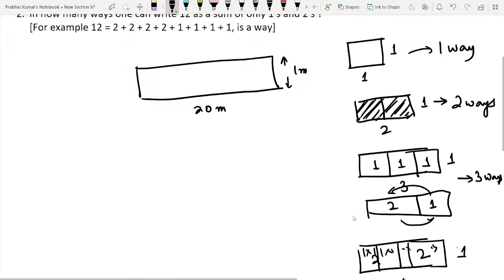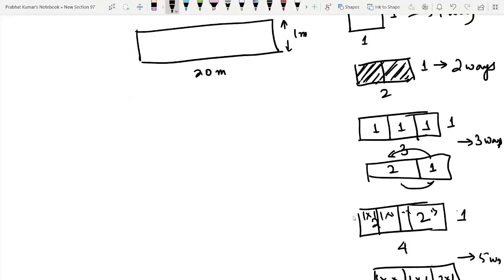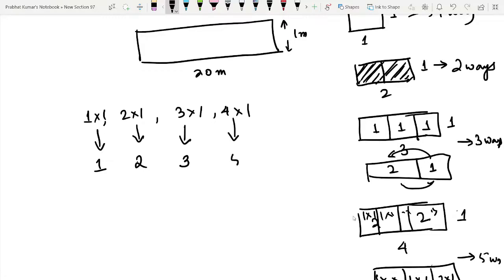So two things we are seeing here. One is that a pattern is appearing. If there is a 1 cross 1 floor, then a 2 cross 1 floor, then a 3 cross 1 floor and a 4 cross 1 floor, first we are getting only one option, here two options, here three options, here five options. As you can see, if you sum these two, you get the next term 3. If you sum these two, you get the next term 5, and so on. So what we are seeing is that it's generating a sequence.